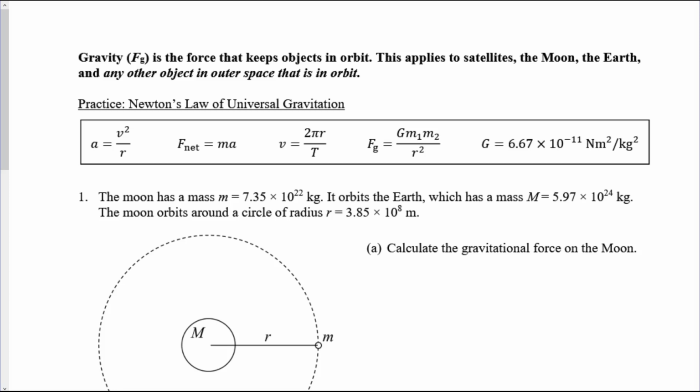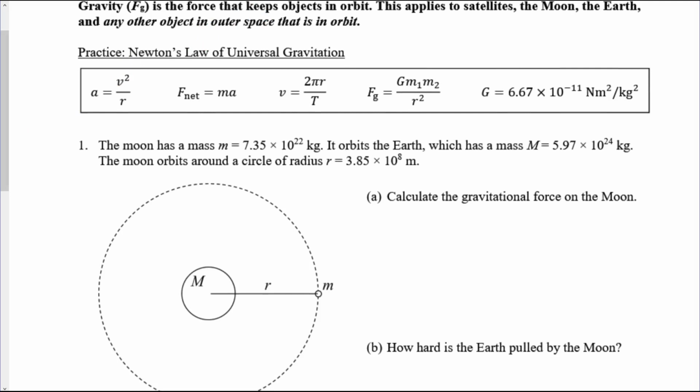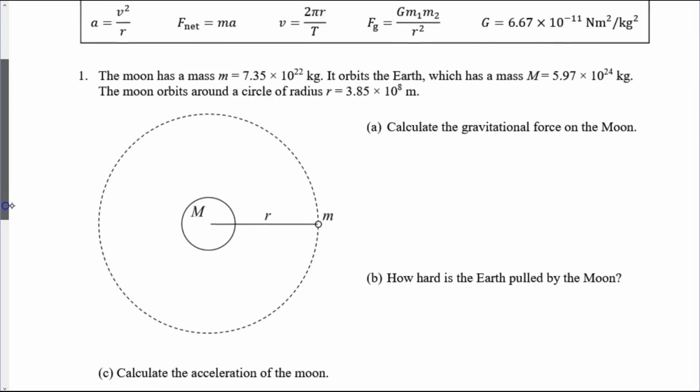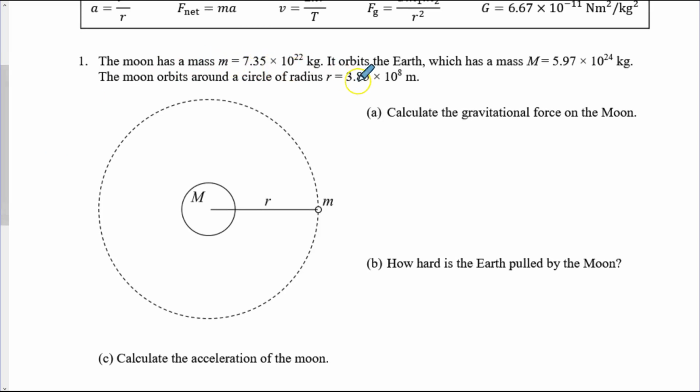So the final thing will be to do some practice. We can work through this one together, and then you all can try some on your own. The moon has this mass, and here is its orbital radius. That's from the center of the Earth to the center of the moon. Okay, find the gravitational force. You can use this equation.